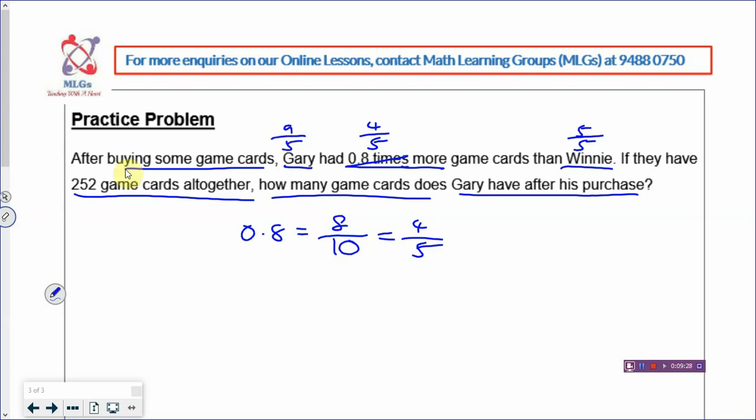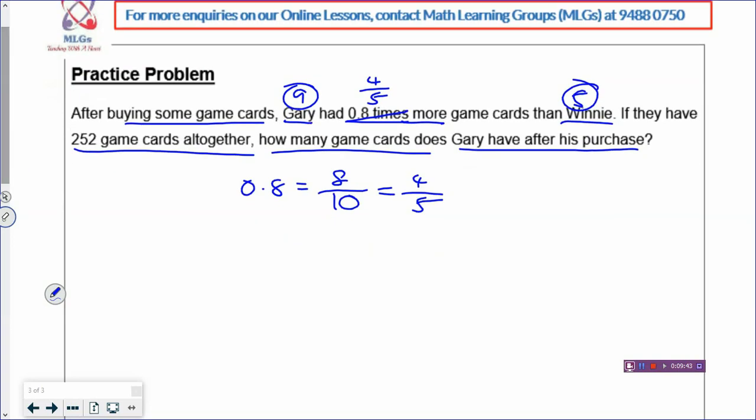9/5. So how many boxes does Gary have? You look at the numerator, Gary has 9 boxes. And then Winnie, look at the numerator, Winnie has 5 boxes. And that's how you draw the model. Got it? Quite easy, right? So let's draw the model.